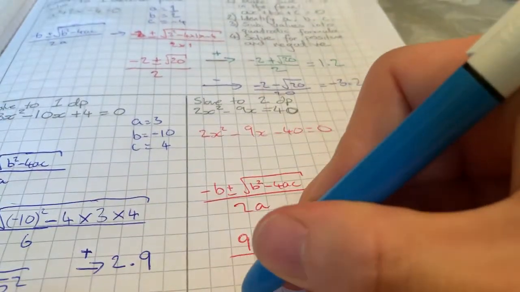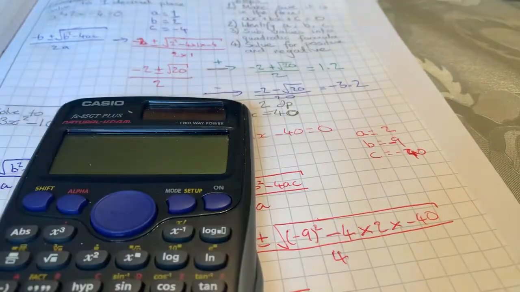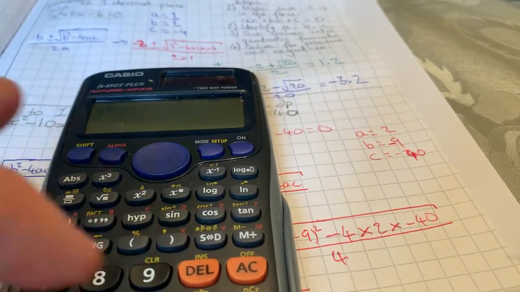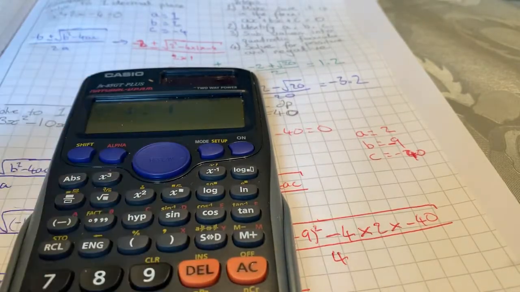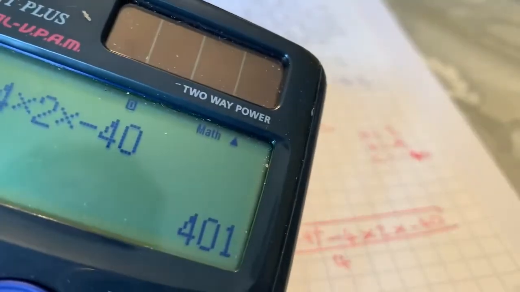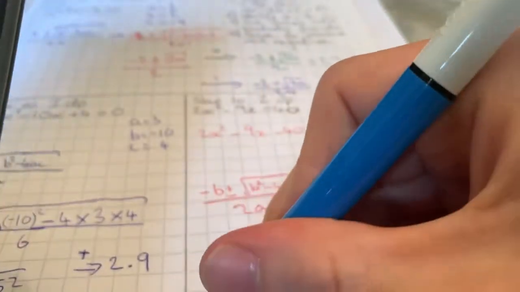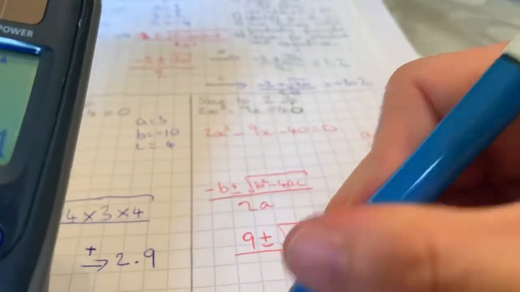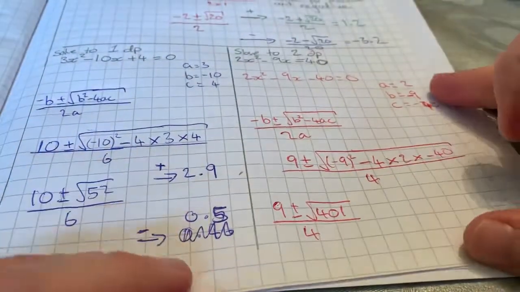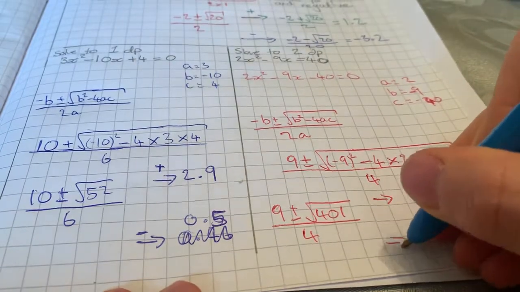So let's do that square root part first. So I got 9 squared, or minus 9 squared, minus 4 times 2 times minus 40, it gives you 401, if I've done that correct, all over 4. So move it a little bit. So we want two solutions, plus and minus.